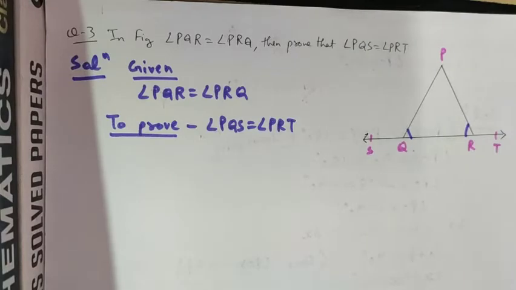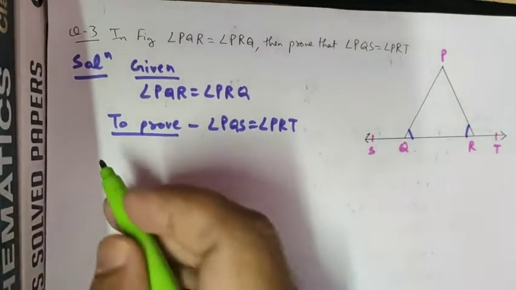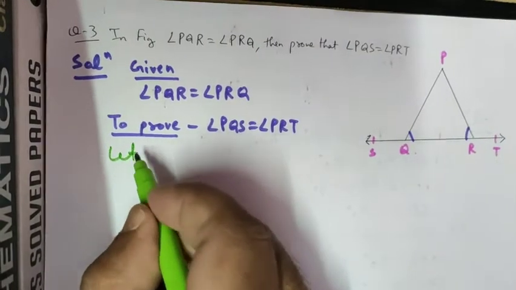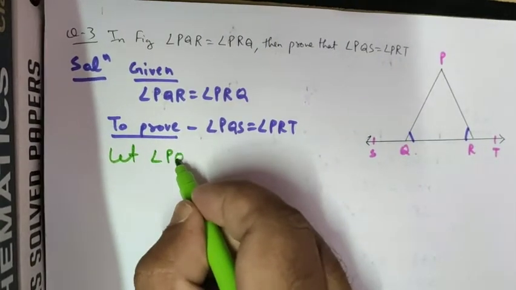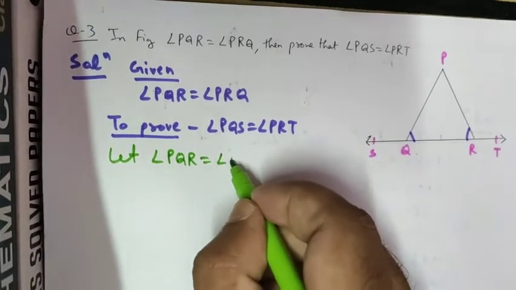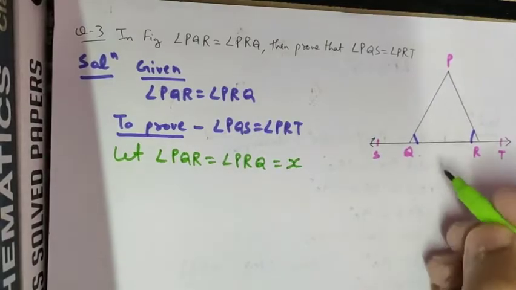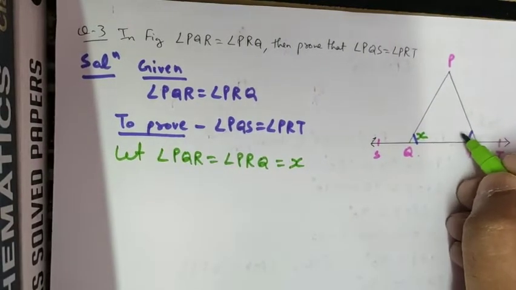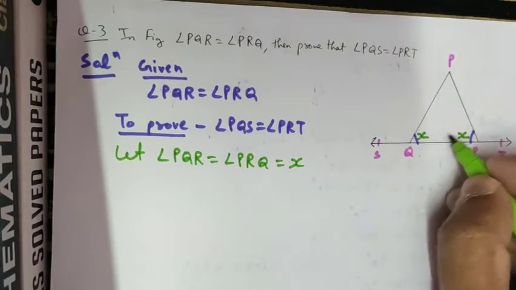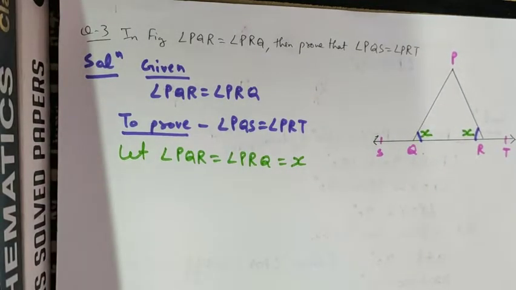In question number 3, angle PQR is equal to angle PRQ. It is given and we need to prove that angle PQS is equal to angle PRT. Okay, so what we will do here, first of all, let angle PQR, which is given equal to angle PRQ, is equal to X. So I have supposed this angle as X and this angle will also be X, because these two angles are equal. It is given in the question.